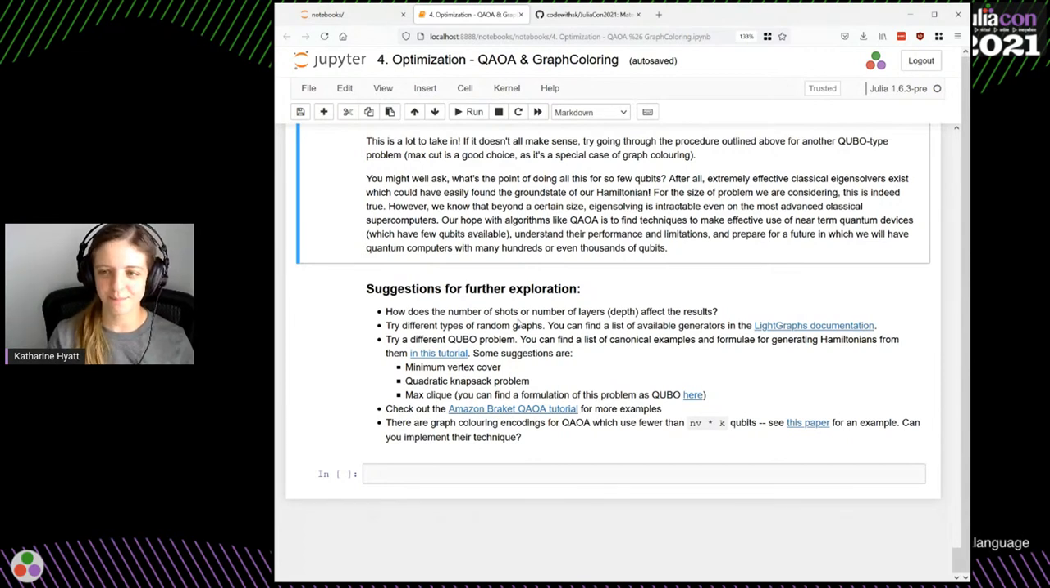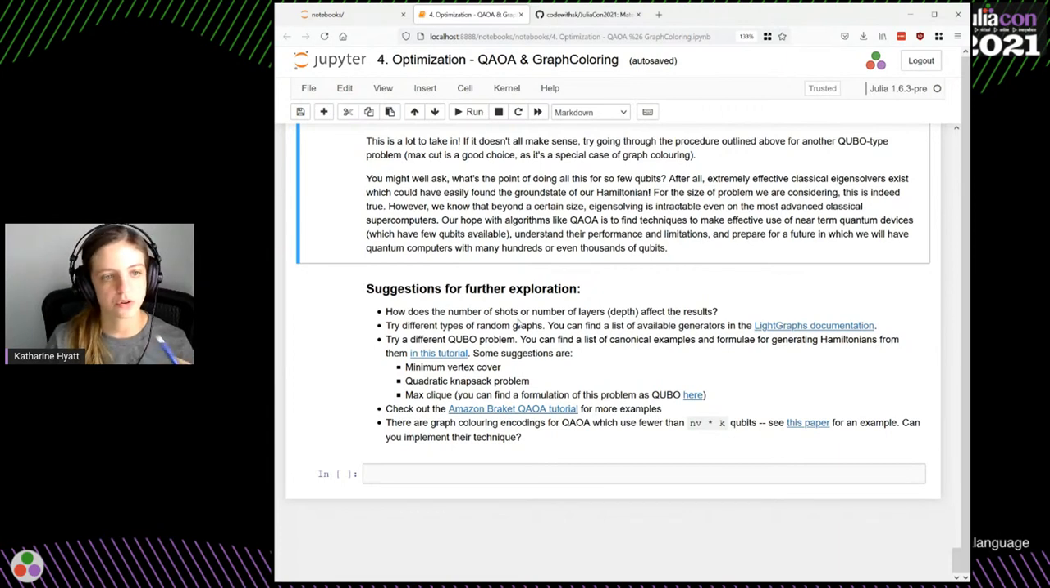And there are a lot of areas you can use to explore this further. For example, how does the number of shots or the number of QAOA layers affect your results? There's lots of different types of random graphs you can try. Graphs.jl is a wonderful package and has many different types of graphs like this. You could try a different QUBO problem. Like I mentioned, max cut is a great one. Other good ones are minimum vertex cover, quadratic knapsack problem, and max clique.